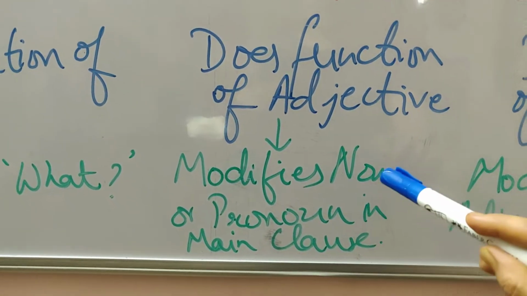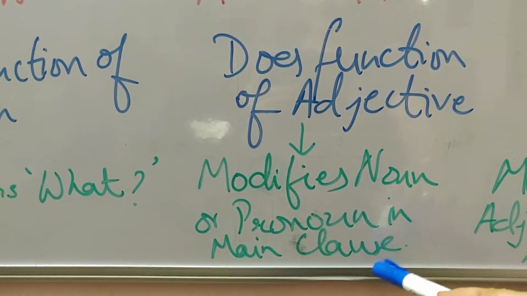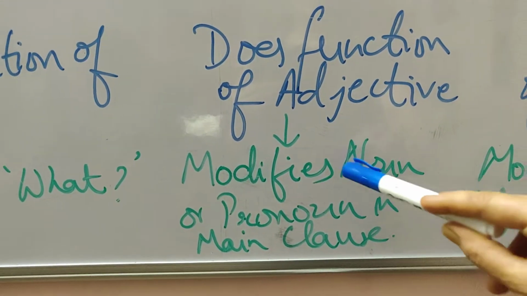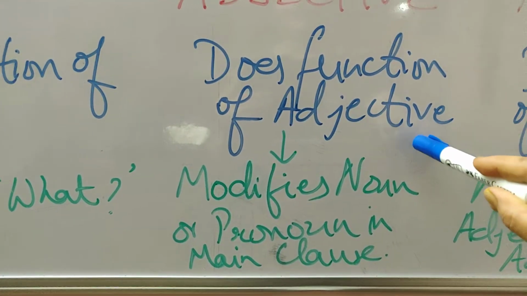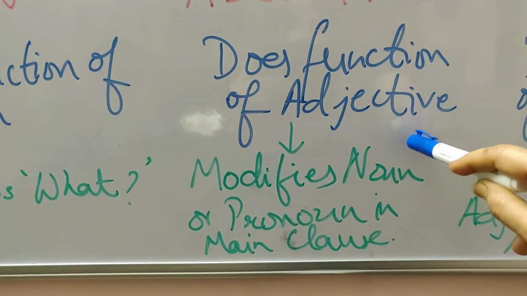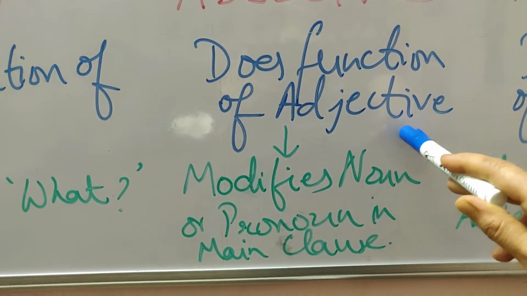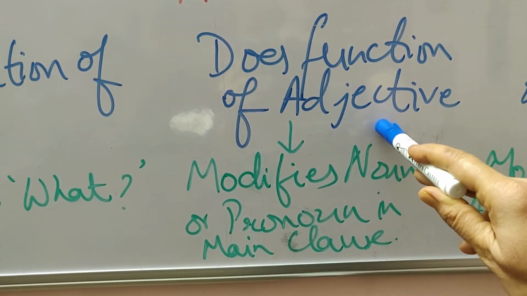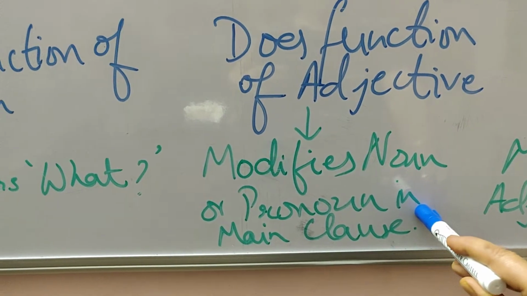Okay. So any noun or pronoun is being modified in the main clause. Now, the adjective clause is also of various types, which we will study later on in our other videos. So at present you can understand with one example. The adjective clause is doing the function of modification of a noun or a pronoun.